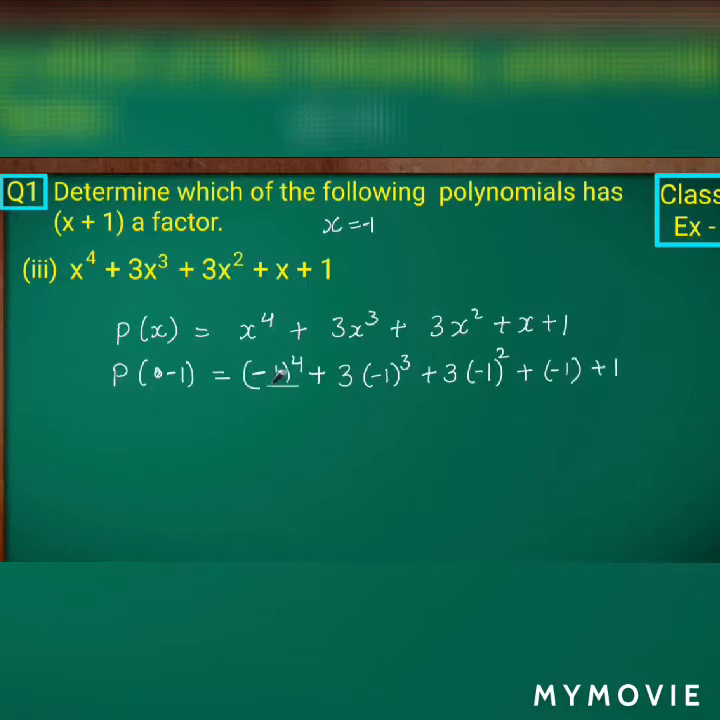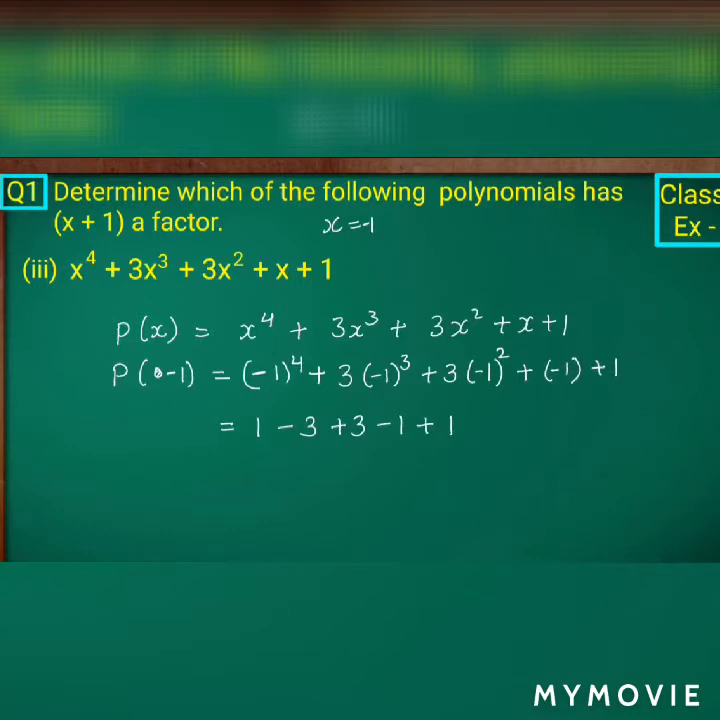So we know that minus 1 whole power 4 will become plus 1. Minus 1 whole power 3 will become minus 1. Minus 1 into plus 3 is minus 3, isn't it? So plus into minus will become minus. 3 into 1 is 3, minus 3. So minus 1 whole square is plus 1. Plus 1 into 3 is plus 3, isn't it? Plus into plus is plus 3. So minus into plus is minus 1 plus 1.